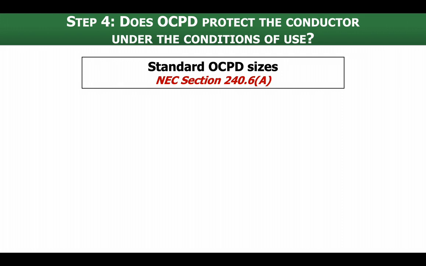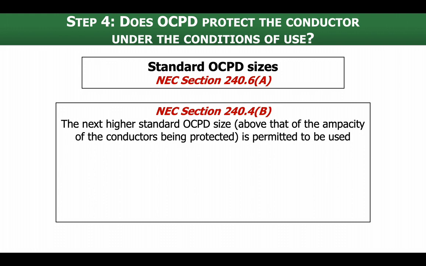Recall standard overcurrent protection device sizes in 240.6(A), and 240.4(B), which we hit on briefly, says that the next higher standard overcurrent protection device above the ampacity of the conductors being protected is allowed to be used. And we'll see that come into play here in just a second. Basically, if I have a wire that can really only handle 13.5 amps, the next standard size, the 15 amp breaker or fuse, is okay.